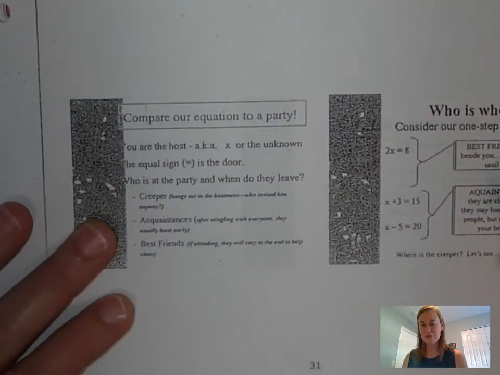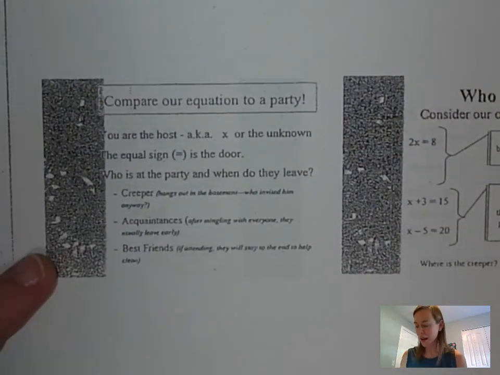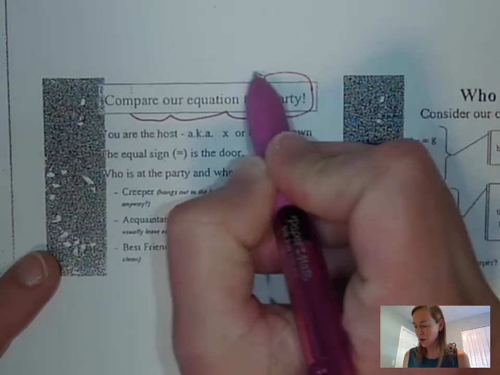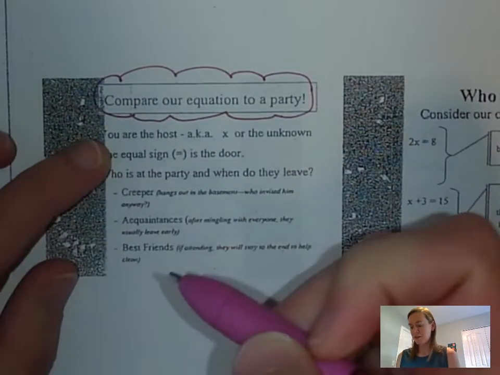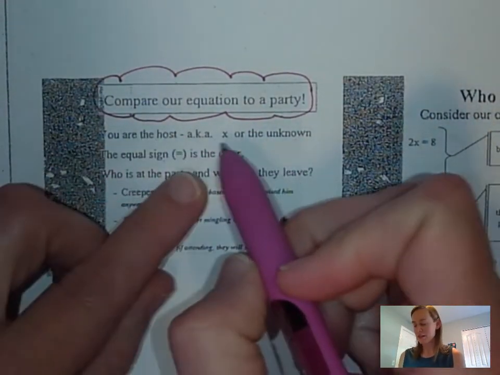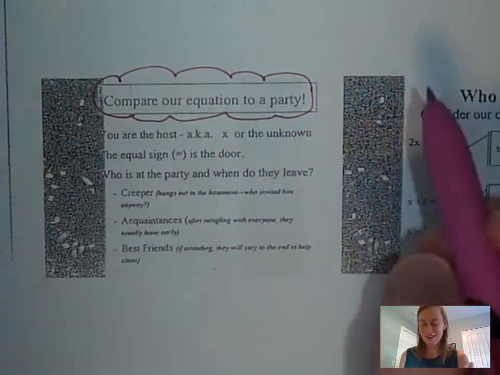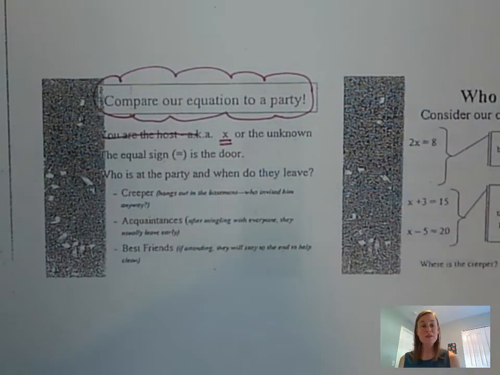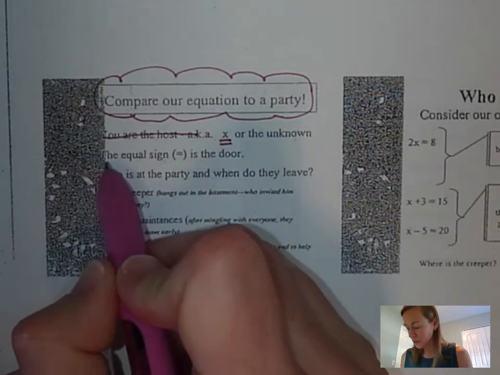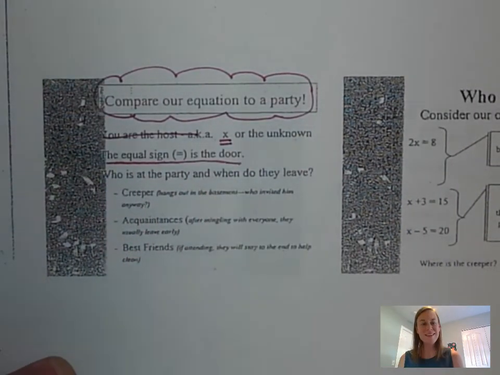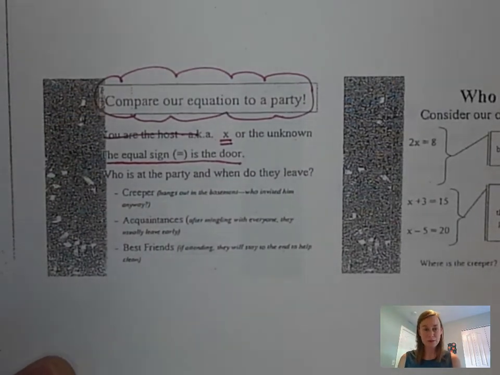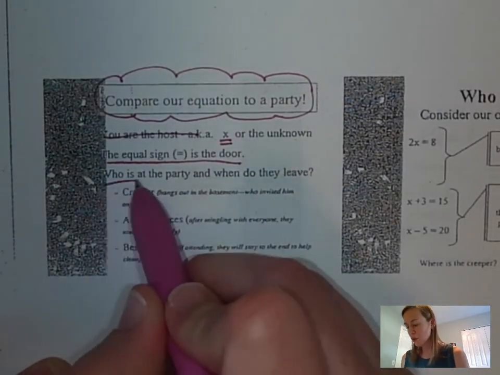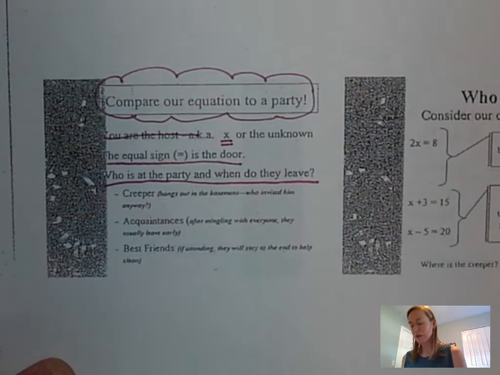So first of all, it says compare our equation to a party. So you are the host. Actually, X is the host. I don't know why it says you are the host. X is the host, or whatever the variable might be. The variable is the host. The equal sign is the door. And then you have to think about who might be at the party and when do they leave.